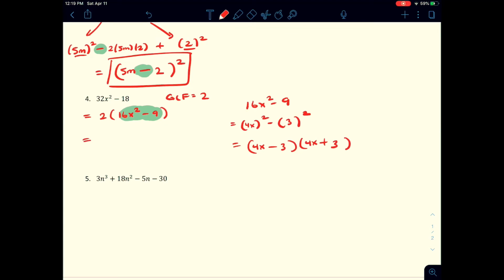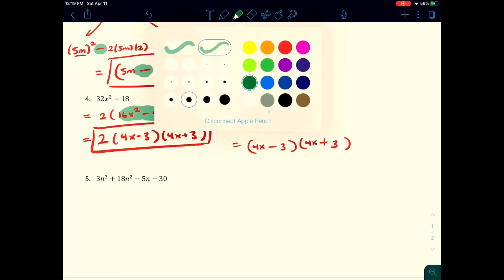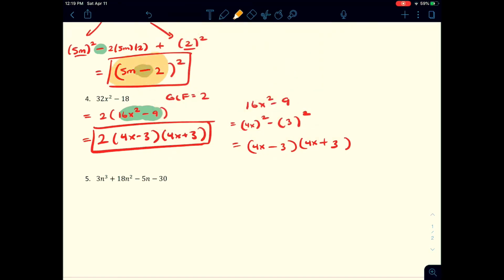So in the end, when I write down my final answer, don't forget the 2 in the front. I'm left with 2 times the quantity 4x minus 3 times the quantity 4x plus 3. And this would be your final answer. So make sure you always factor the GCF in your first step. It's going to make life so much easier, and plus you'll get the answer much quicker, I think, in general. So let's look at our last example here.